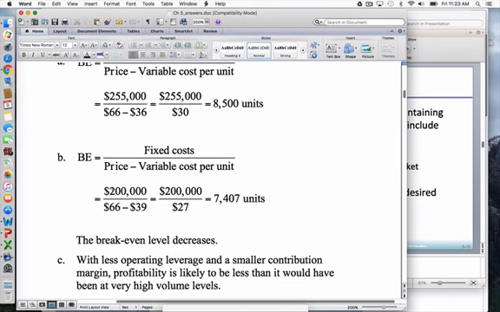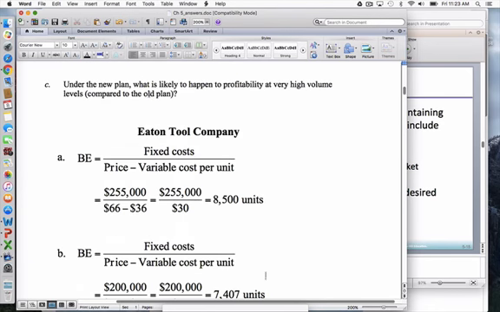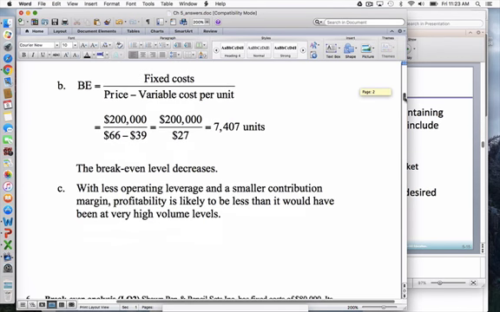We are going to do the calculations again. Break-even point: the new fixed cost, price the same, more variable cost per unit. So in this case, the business only has to produce 7,407 units to break even. You see, less than in the previous case. And for C, under the new plan, cutting fixed costs, what is likely to happen to profitability compared to the old plan? We discussed that whenever you go more conservative, like cutting fixed costs, your profitability is going to increase at a slower pace, lower growth possibilities here. And this is what we have here.